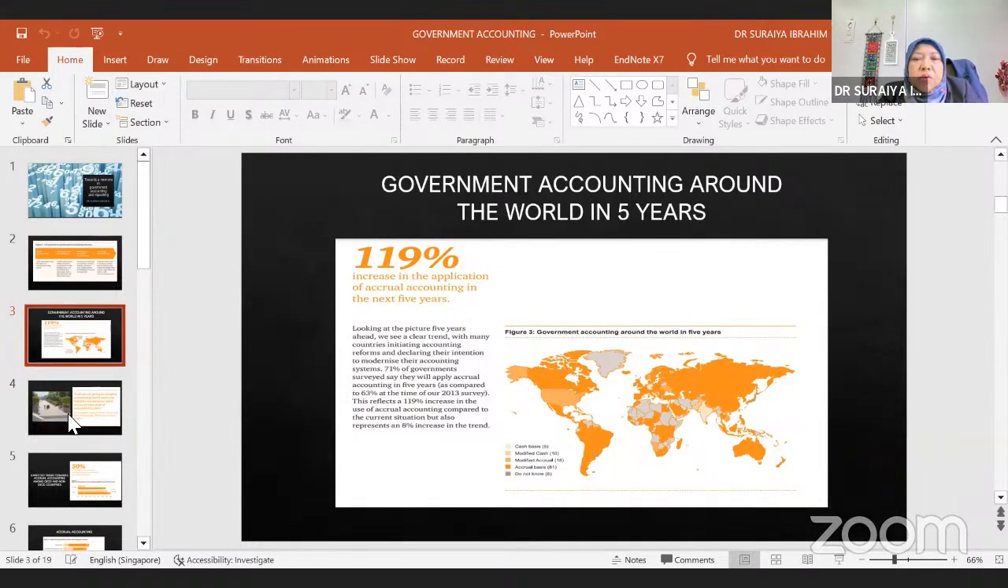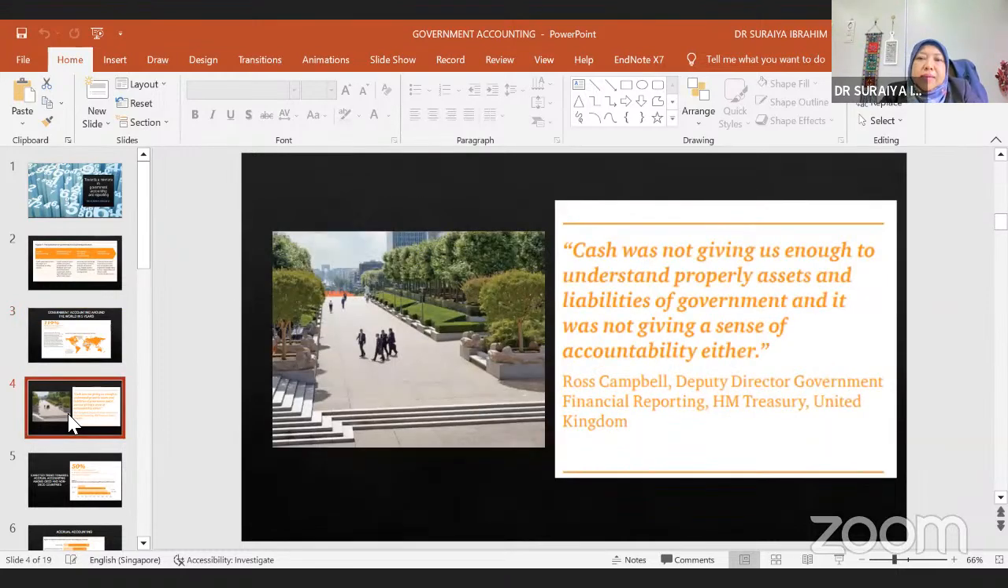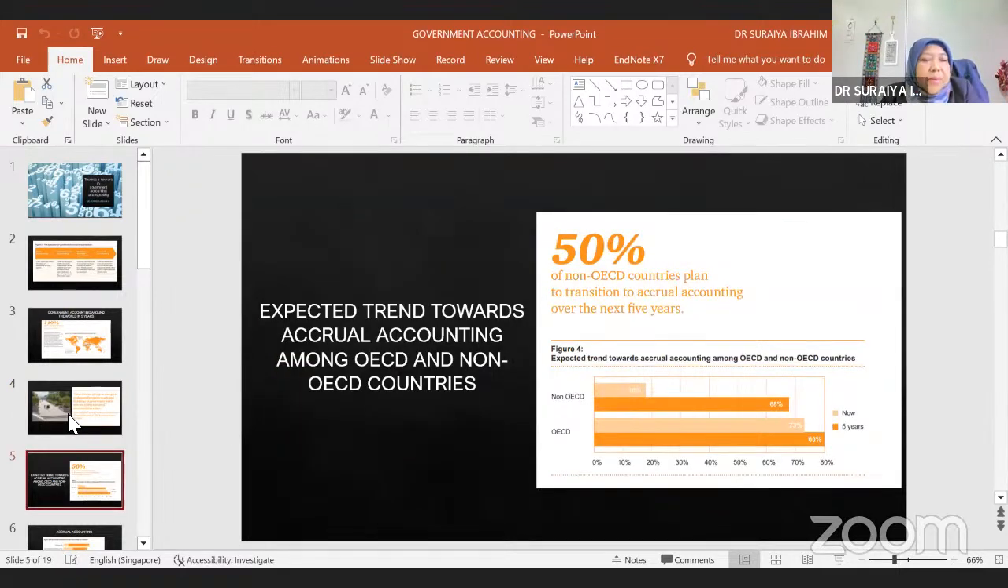Okay, so when we look into this, cash was not giving us enough to understand properly the assets and liabilities of government and was not giving a sense of accountability either. So in terms of accountability, accrual basis should be implemented in the government. Now the expected trends towards accrual accounting among OECD and non-OECD countries will become a need. The momentum toward better public accounting is a global trend, with more and more jurisdictions around the world adopting accrual accounting practices or putting in place plans to do so. In OECD countries especially, accrual accounting is generally well established, with certain exceptions.